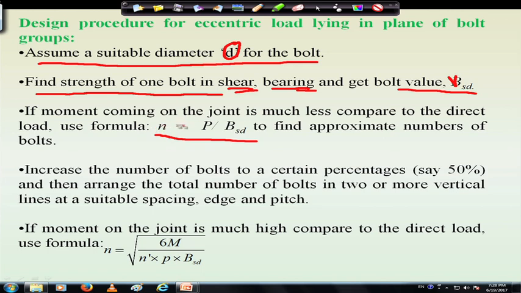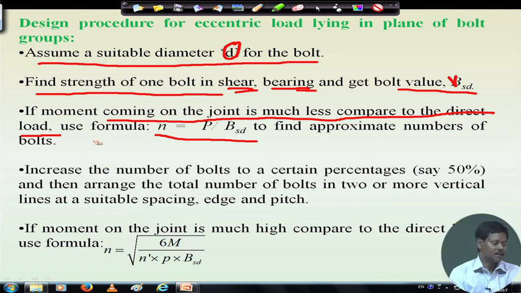So, when will we use this formula? We will use it if the moment coming on the joint is much less compared to the direct load. That means, if the eccentricity is quite less and the moment is therefore less, then we can simply use N is equal to P by BSD to find the approximate number of bolts. So, the approximate number of bolts we can find from this equation, N is equal to P by BSD, when the moment is comparatively much less than the direct load.